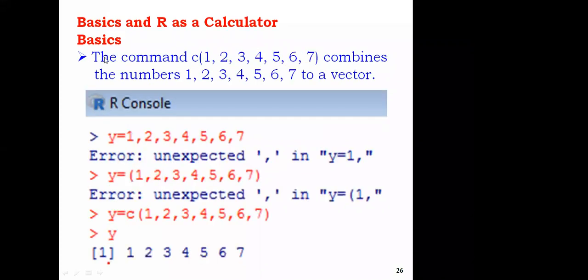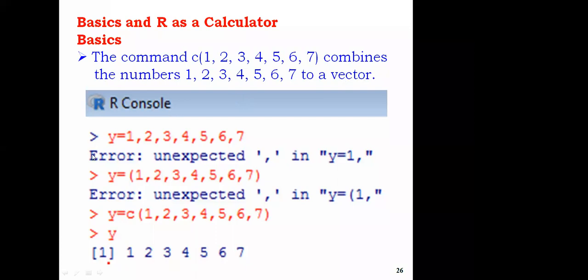Next, you see the command c. What does this c mean? c combines the numbers. Okay. So c(1, 2, 3, 4, 5, 6, 7). These are the simple examples I have taken here for you. So the command c(1, 2, 3, 4, 5, 6, 7) combines the numbers 1, 2, 3 and so on into a vector.